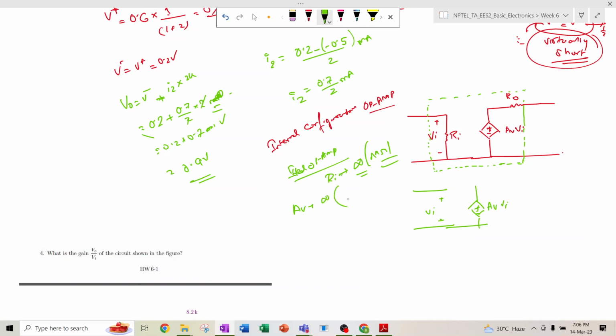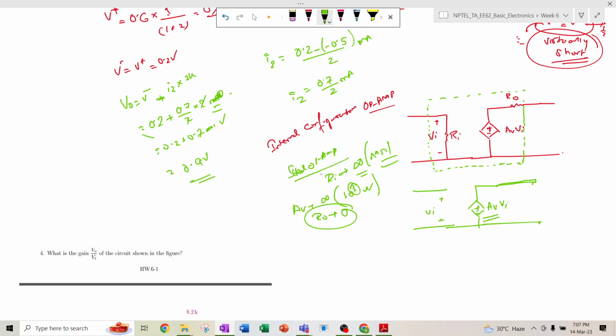Ideally, it tends to infinity. Practically, it can be of the order of 10 to the power 3, like it can convert millivolt to volt. And this Ro, the output resistance, is almost equal to 0. Practically it is in the ohm range, so we ignore this. So whatever voltage is amplified, the entire amount of voltage appears at the load, at the output terminal. So this is basically the internal configuration of an op amp.